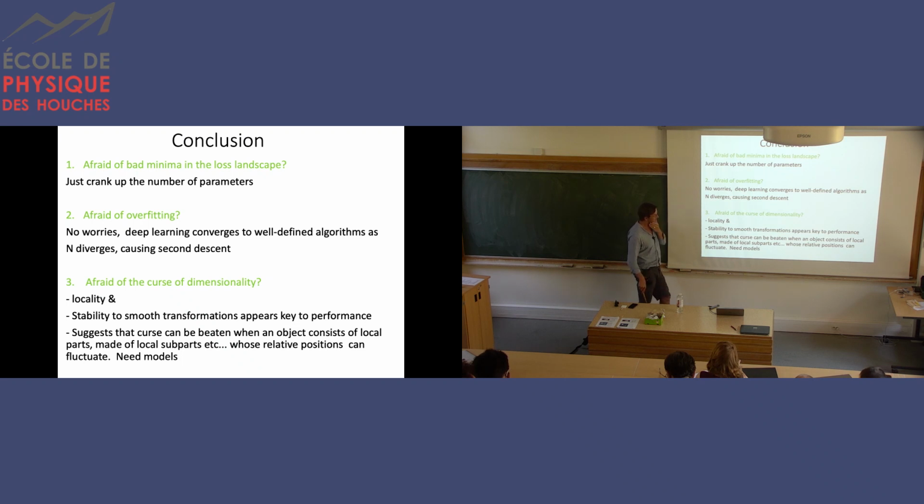What about the curse of dimensionality? I think this question still completely stands. What I've shown you supports that notions like locality and stability to smooth transformation are actually key to performance. But I think it's really a direction where we completely lack models that would have these hierarchical properties, but also the stability to DFO, to try really to understand what's behind this puzzle. Okay, thanks. Sorry for being long. I will take questions if there are any.